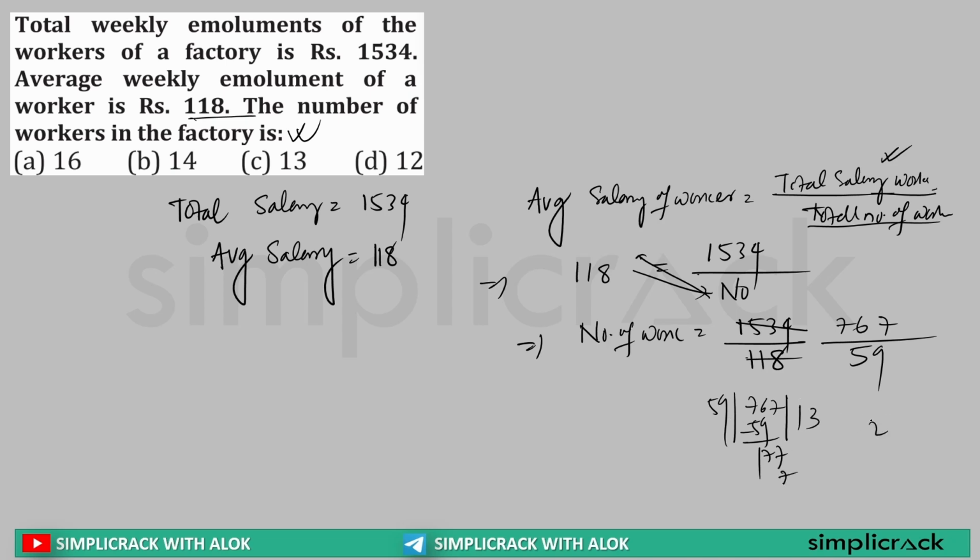2 out there. 3 fives are 15, plus 2 is equal to 17. So, it's 17 minus 4. So, what is the number of workers? Sir, the number of workers is 13. So the answer to this question is option C.